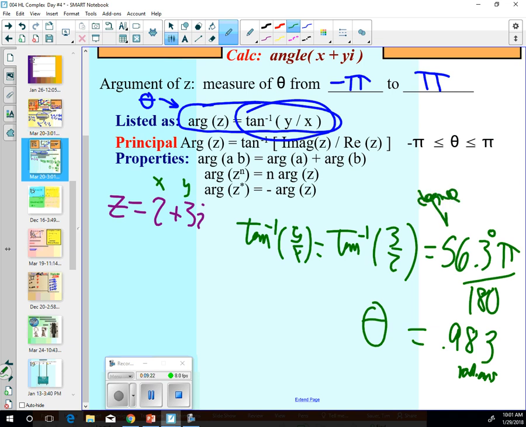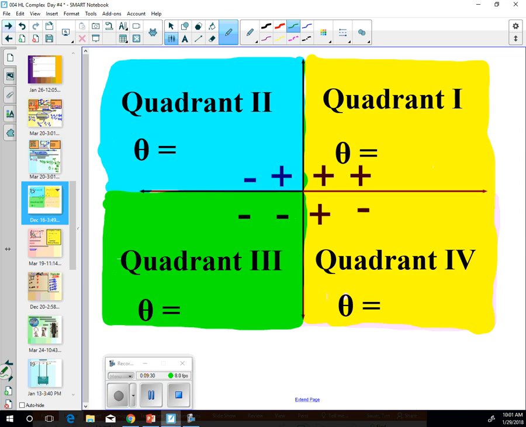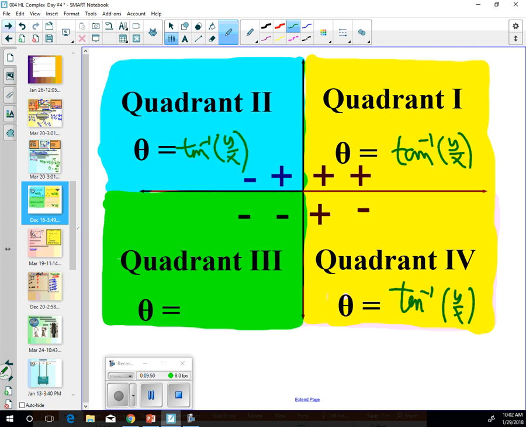And like I said before, oh, how I wish it was that simple, but it isn't. Going quickly here, in quadrant 1, all you do is the inverse tangent of y over x. In quadrant 4, that's all you do, inverse tangent of y over x. But unfortunately, in quadrant 2, you're going to have to do the inverse tangent of y over x, and you're going to have to add pi. In quadrant 3, you're going to take the inverse tangent of y over x, and you're going to subtract pi. Do you remember doing that 2 years ago?